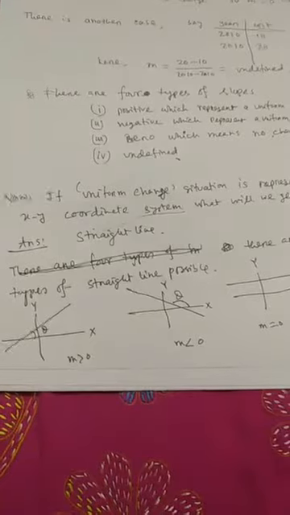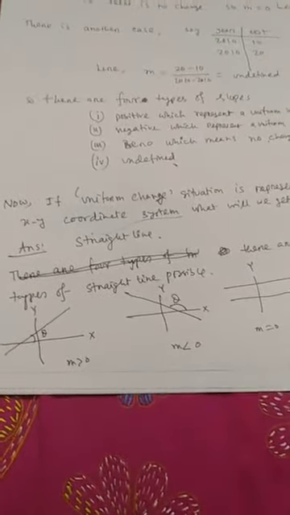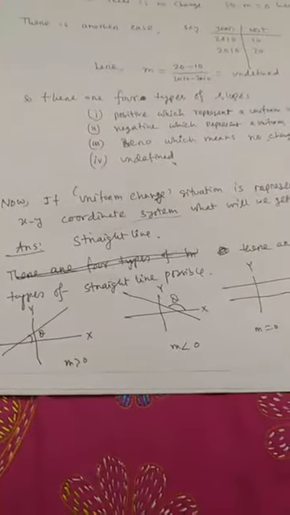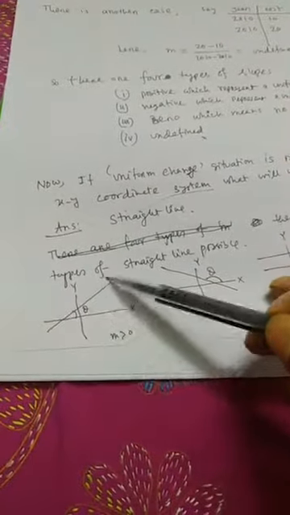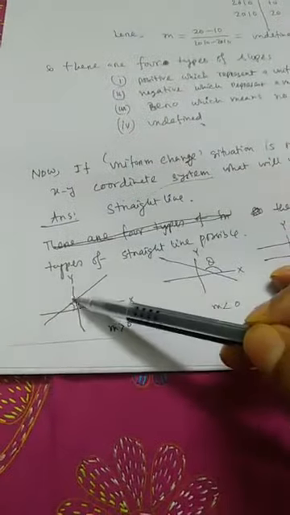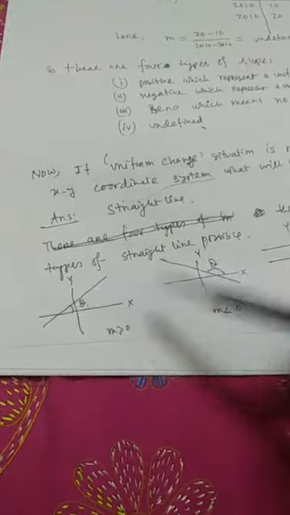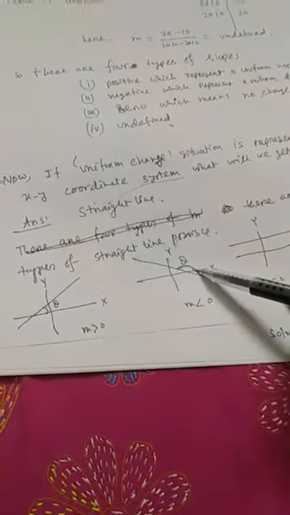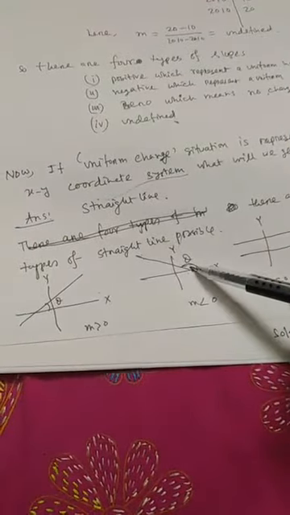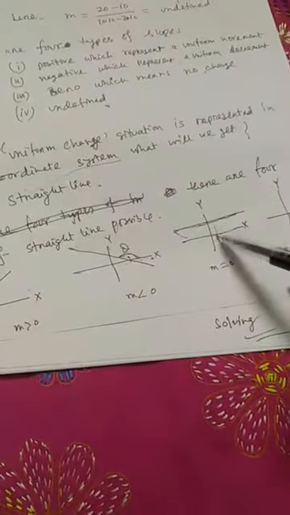Remember, the straight line means something is changing uniformly. Uniform means by the same amount. This is proportional, directly proportional. So in case of increasing case, the straight line will look like this. It will make an acute angle with the positive direction of x. But in case of decreasing situation, the straight line will make an obtuse angle with the positive direction of x. But in case of no change, the straight line will make no angle with the x-axis.